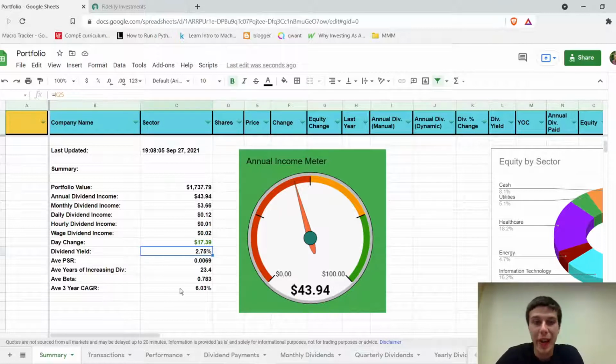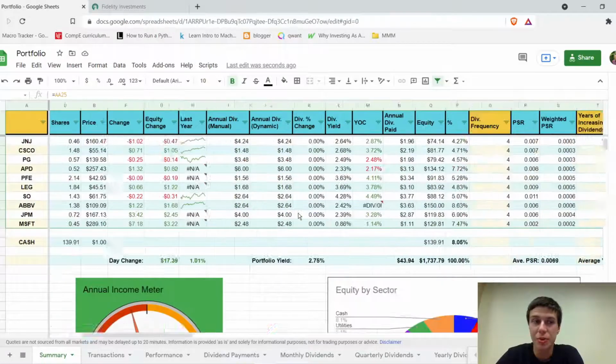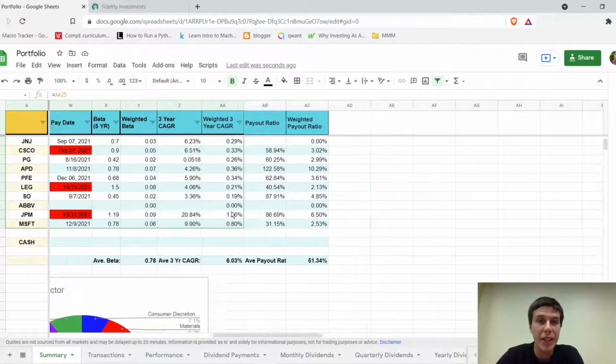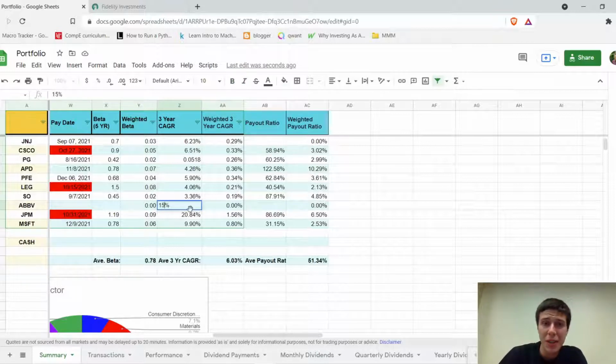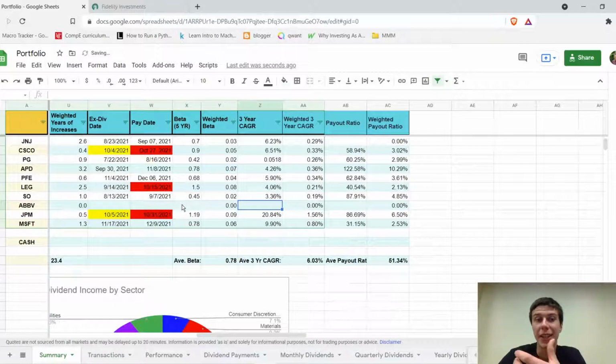The average three-year CAGR is only at 6%. I expect that is just because we don't have one in here for AbbVie yet. If I had to guess, I think it's probably around 15% maybe. I cannot be positive. In that case, that brings our average to 7.44%. But I will just delete that for now and let the script update it. And then in the future, we can see where that's at.